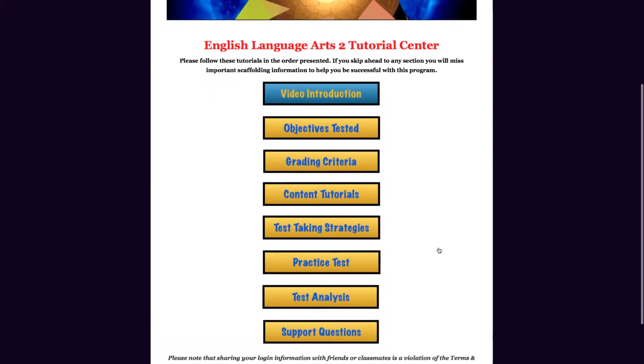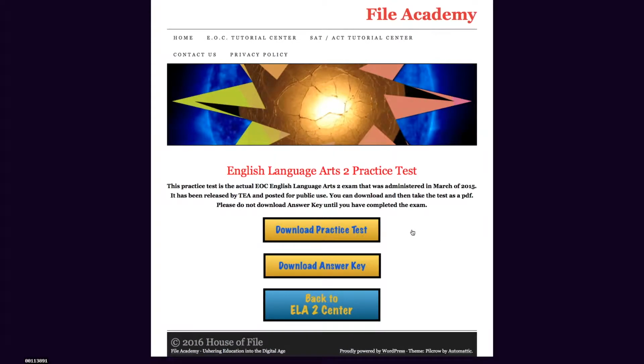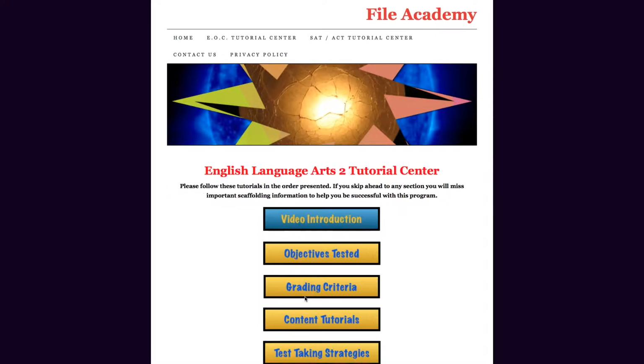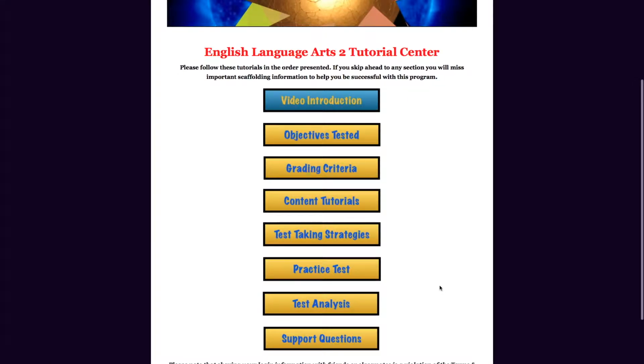And then going back to the launch page, next we have a practice test that you can download, and you can take the practice test and then download the answer key. And as we said earlier, the answer key reflects back to what question is in what category.